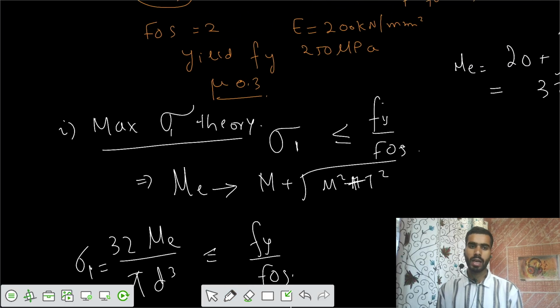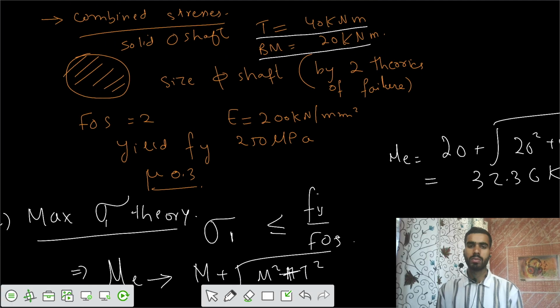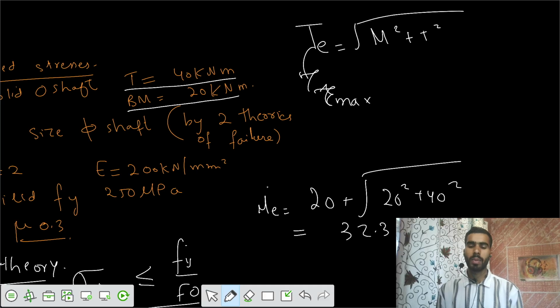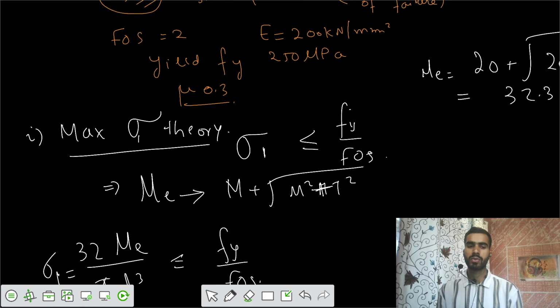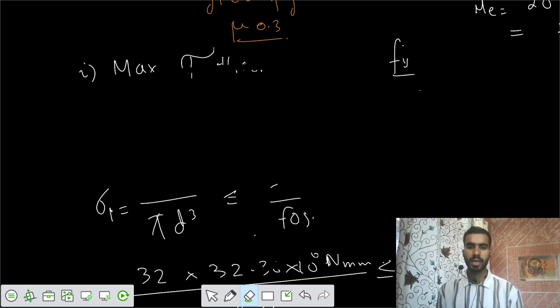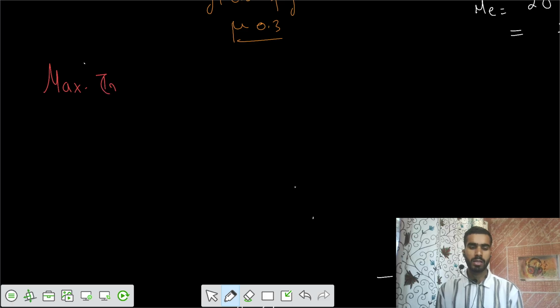Now we have to take one more theory. That is the equivalent torque, square root of M squared plus T squared, and from this I can get tau max. So the second theory is the maximum shear stress theory.